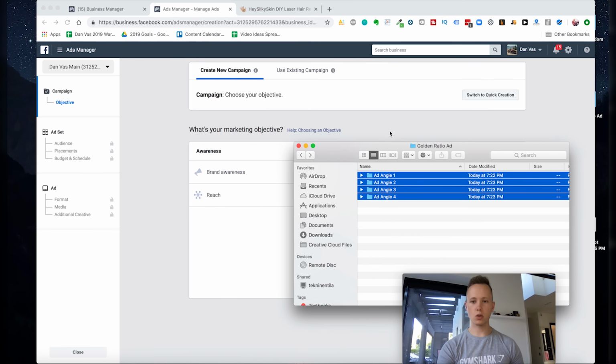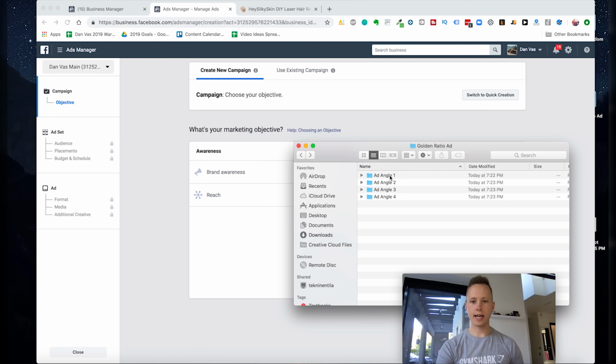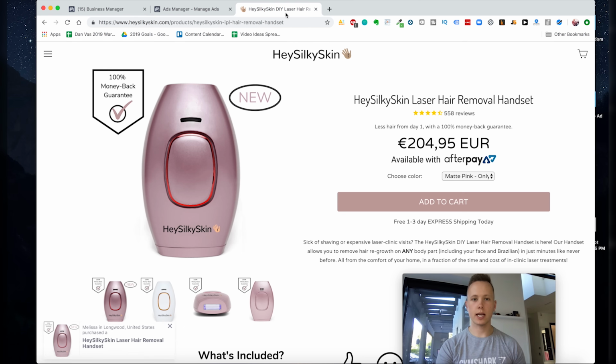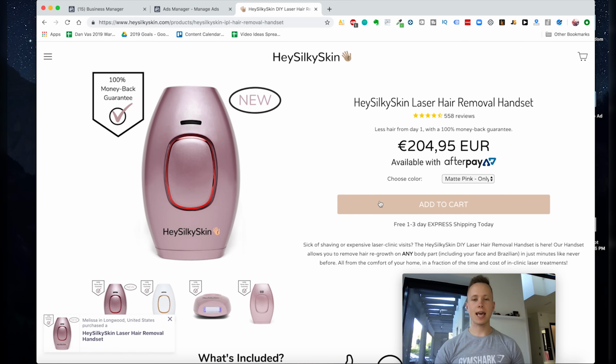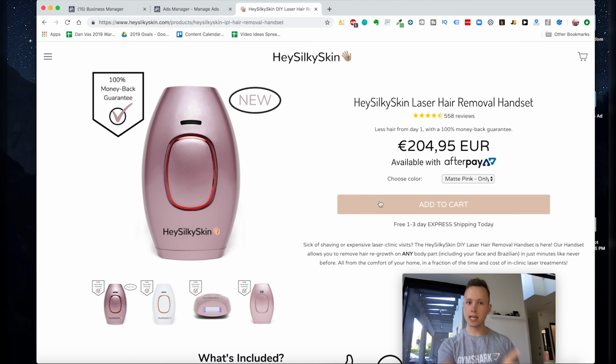And by the way, remember the golden ratio is 4 ad angles and then 3 ads. So right here, ad angle 1, and then we've got our 3 ads in here. Ad angle 2, got our 3 ads in here. And by the way, as for the difference between what an ad angle is and what an ad is, let's say that we're gonna be creating an ad for this laser hair removal handset. The ad angle would be like, I'm so tired of hairy legs, right? That's an ad angle.